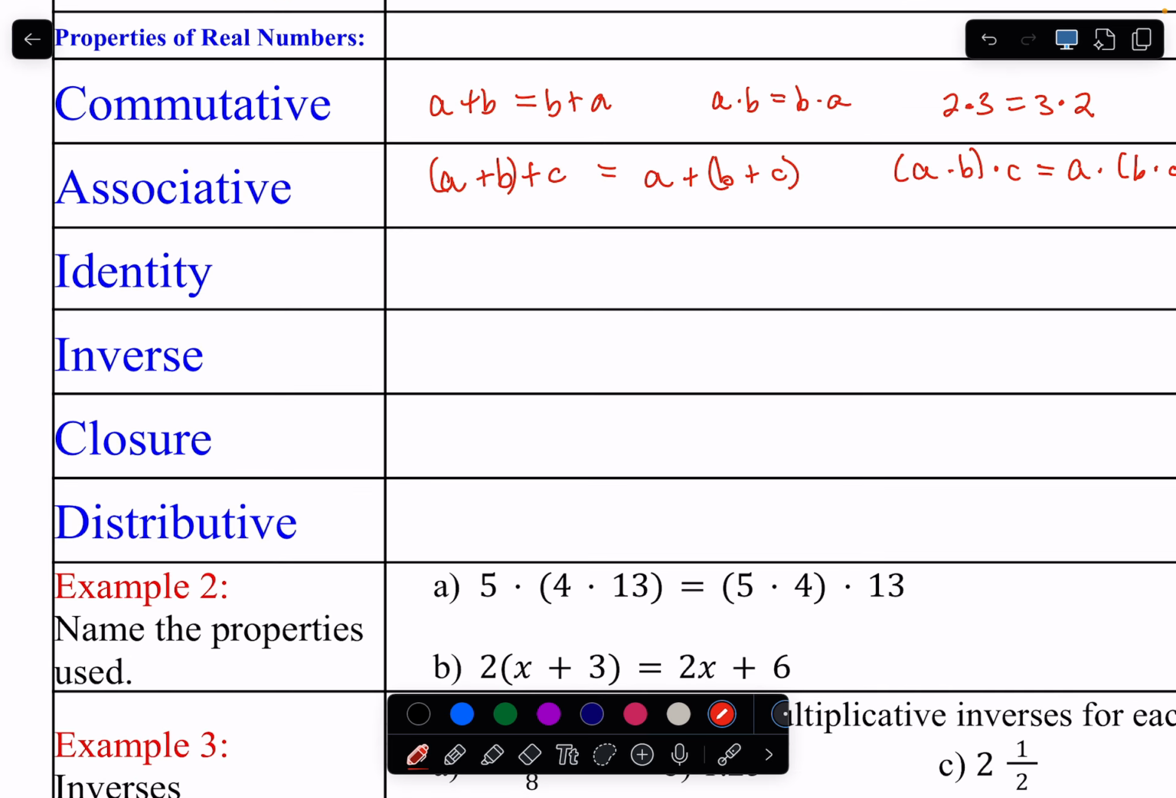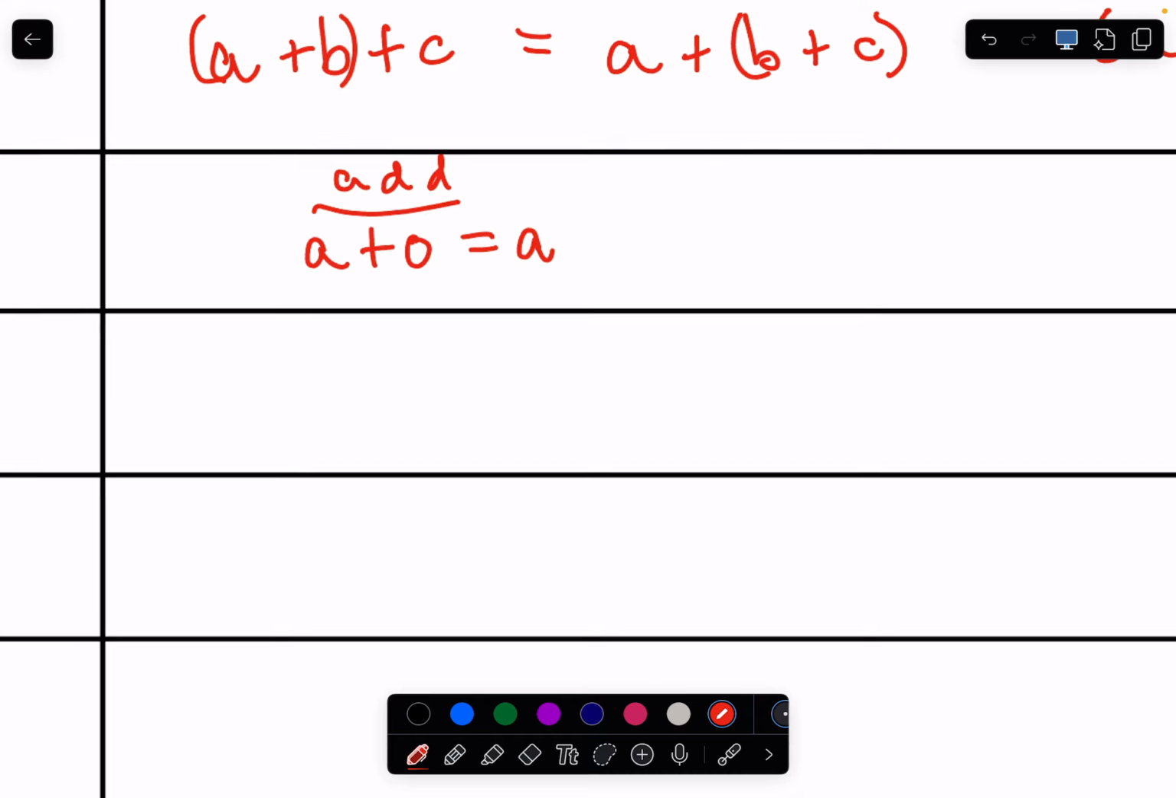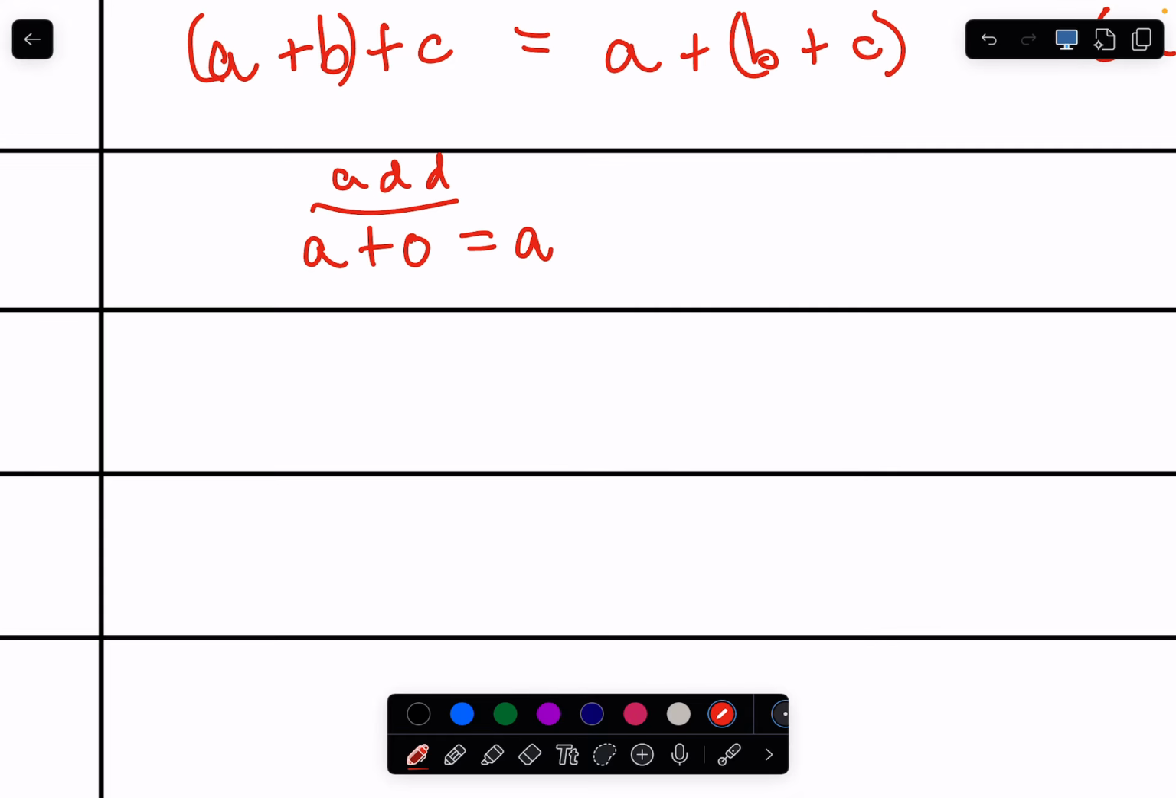Identity. The multiplicative identity, well, let's do additive first because I've been doing additive first. For the additive identity, it's just the number 0. A plus 0 is still A. It doesn't change its identity when I add 0. So for addition, A plus 0 equals A. This is your identity.